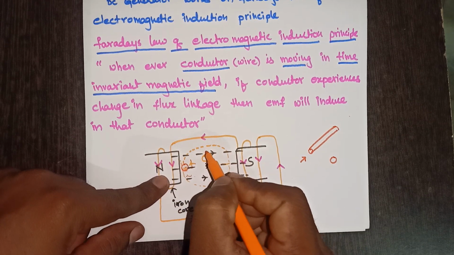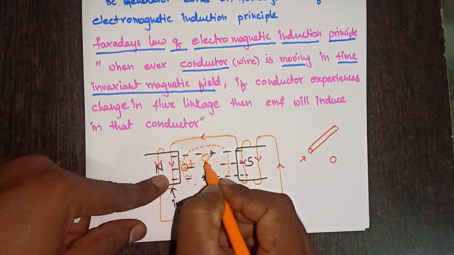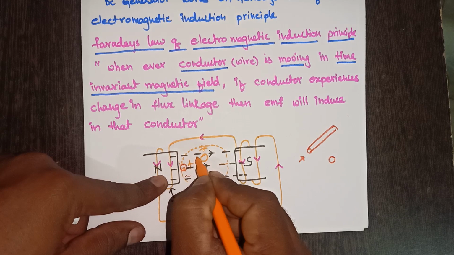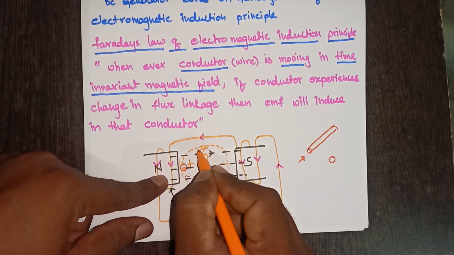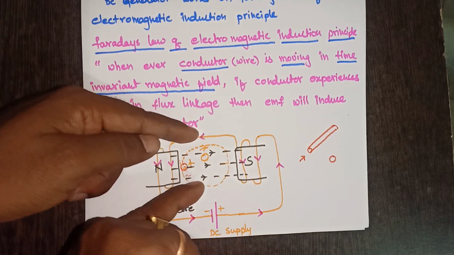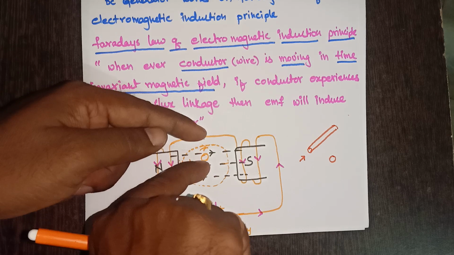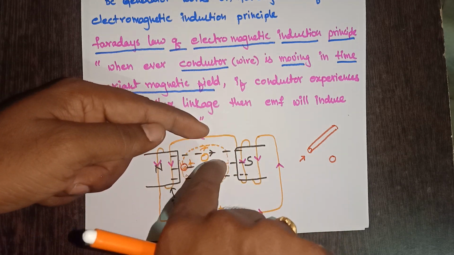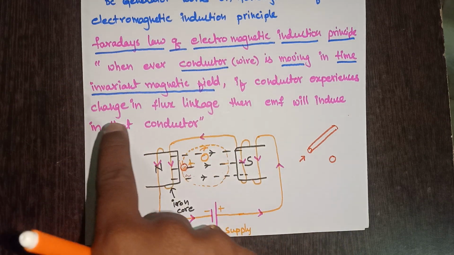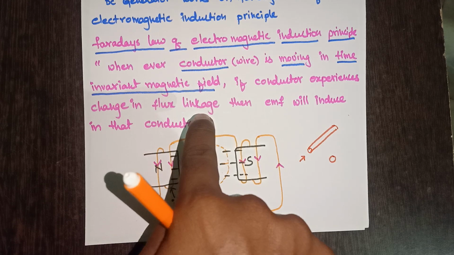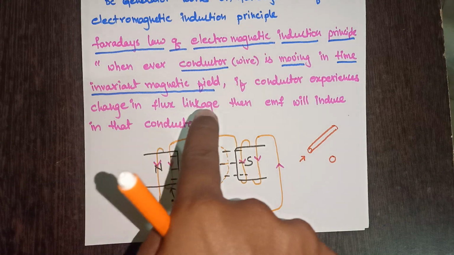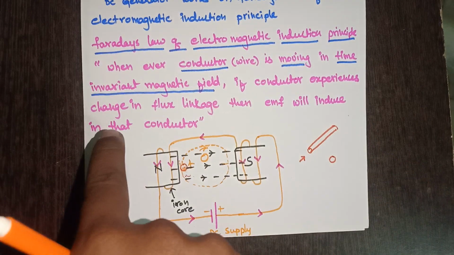But whenever the conductor comes to this region, the conductor is moving in this direction, and the flux lines also have the same direction. Whenever both conductor and flux lines have the same direction, I can say both are parallel. Whenever both are parallel, there is no cut. There is no cutting of flux lines by the conductor. As there is no cutting of flux by the conductor, there is no change in flux linkage. That is what I am trying to say here. That's why I have written here, if the conductor experiences a change in flux linkage.